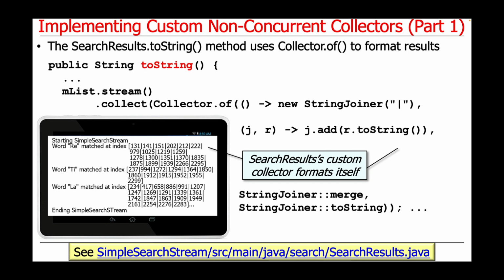So the first example is going to focus on the toString method in the SearchResults class. And this uses Collector.of to format the results. So if you can see here, we want to be able to print out the words like Ray and La and T and me and so on, where they matched, at what index locations in the Do, Re, Mi song lyrics. So this is a custom collector that's going to format the output the way we want it to be done.